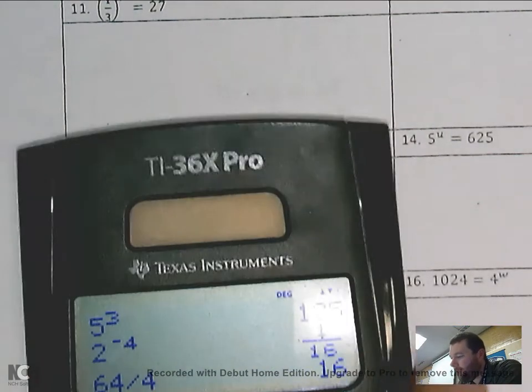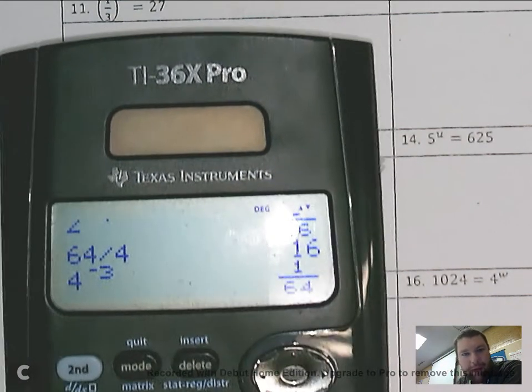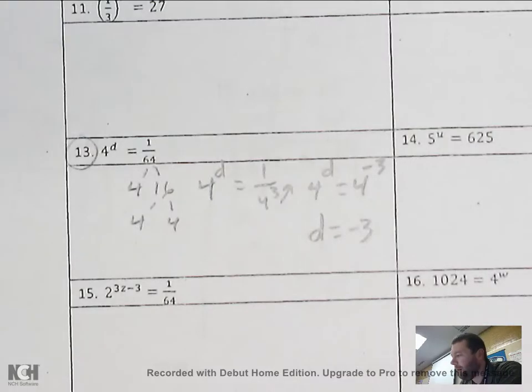Again, if you don't trust me that 4 to the negative 3 is the same as 1 over 64, you can plug it into your calculator, and hey, look, there it is. 4 to the negative 3 is 1 over 64.